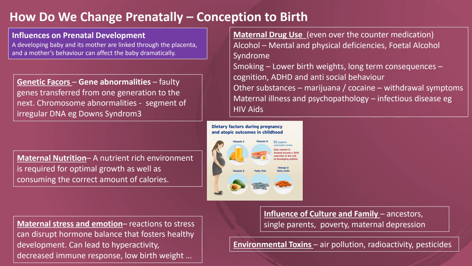Maternal stress and emotion has a very big impact on unborn children. It can disrupt the hormones and the hormone balance that leads to healthy development. If the mother suffers from severe maternal stress, it can lead to a child being born with hyperactivity, maybe a decreased immune system, a low birth weight and other complications. So it's important that the stresses on the mother are reduced, but we also know that now we experience more stresses. So pregnant mothers are not immune to stress. It just means stress has to be managed in order to keep the baby safe and healthy.